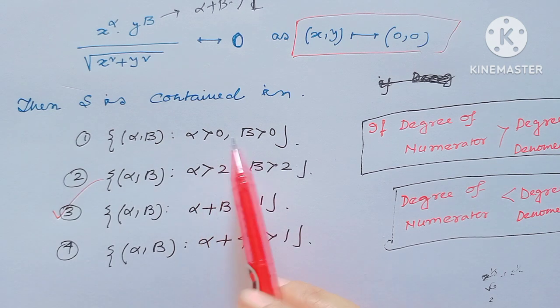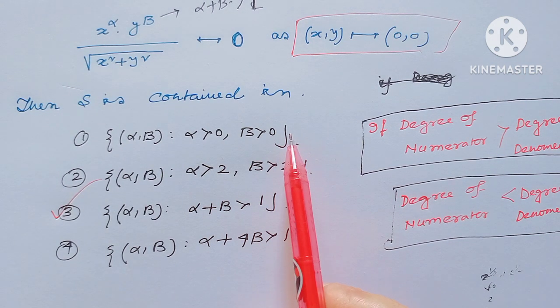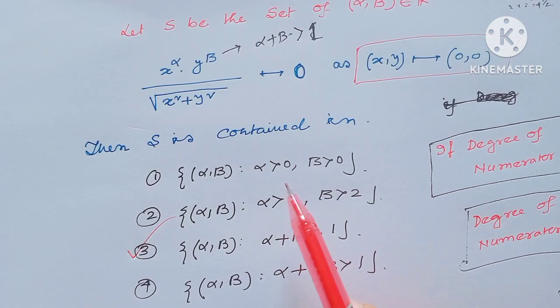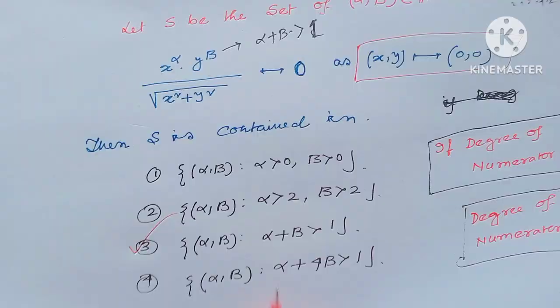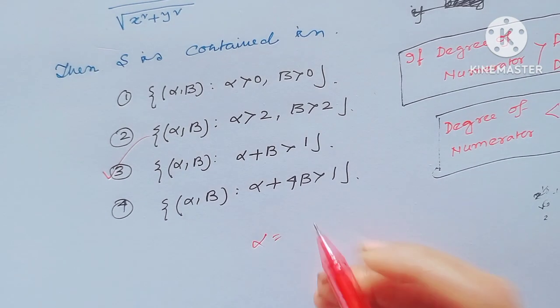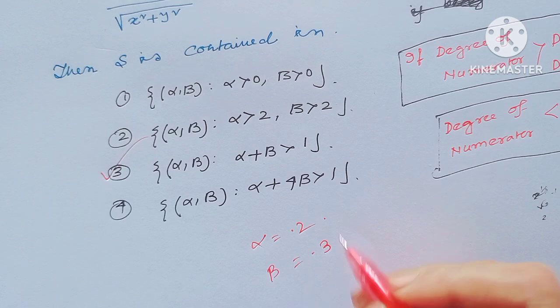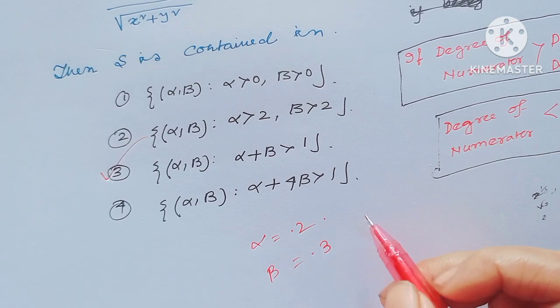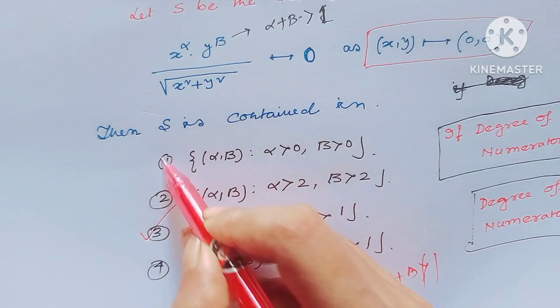The first option gives alpha greater than 0, beta greater than 0. For all alpha greater than 0 and beta greater than 0, this is not possible. If we consider alpha equal to 0.2 and beta equal to 0.3, both are greater than 0, but alpha plus beta is not greater than 1. So option 1 is not the true option.